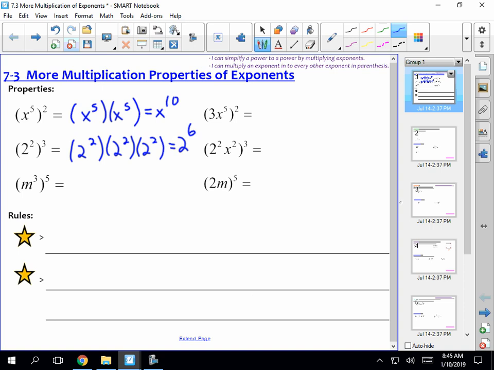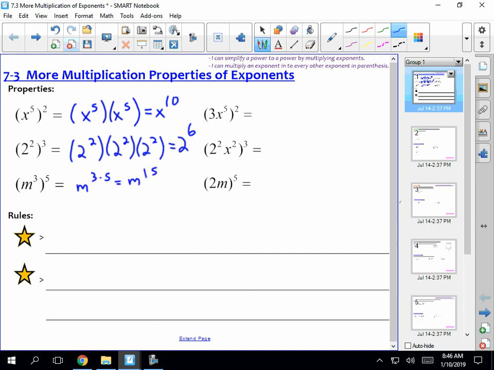What are we actually doing with these powers here? When you have a power and then another power outside of parentheses, what could you do instead of writing down the groups? Yeah, multiply the 2 together. That's what we're doing. So let's apply that here. This would be m to the 3 times 5 power, or m to the 15th.